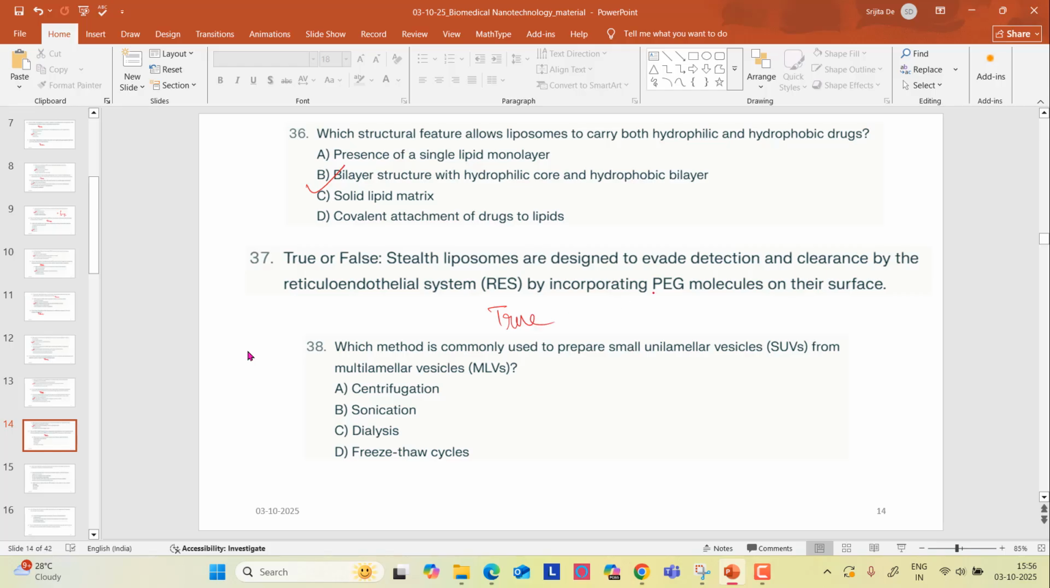Next is, which method is commonly used to prepare small unilamellar vesicles from multilamellar vesicles?